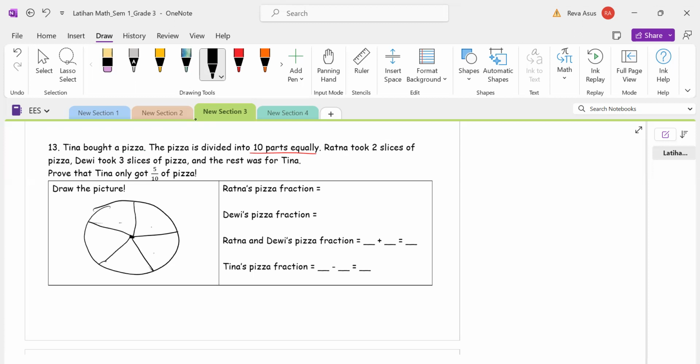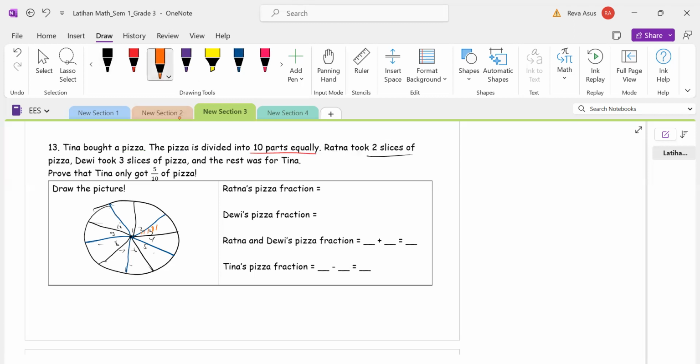So there are 1, 2, 3, 4, 5. And then we can divide it again, each divided by 2. We did into 2. 2, 3, 4, 5. So now we have 10 parts of pizza. 1, 2, 3, 4, 5, 6, 7, 8, 9, 10 parts of pizza. And then we see here Ratna took 2 slices.